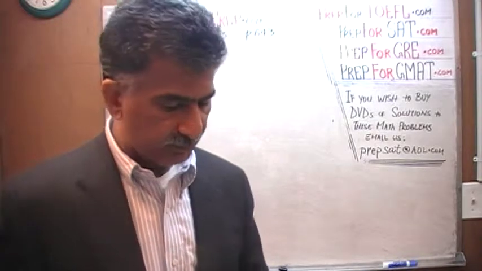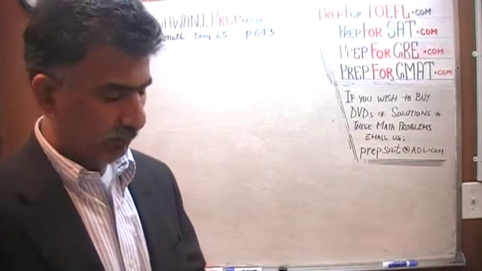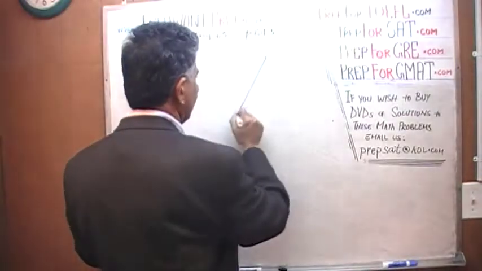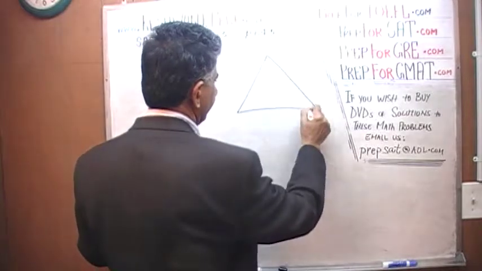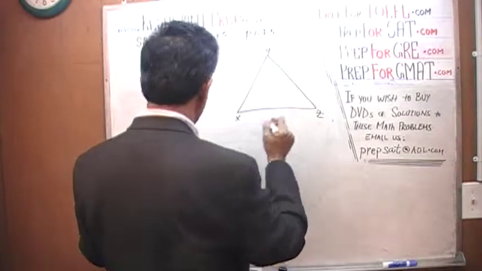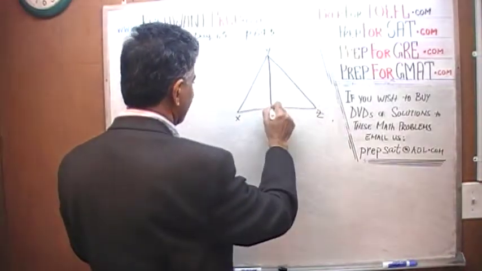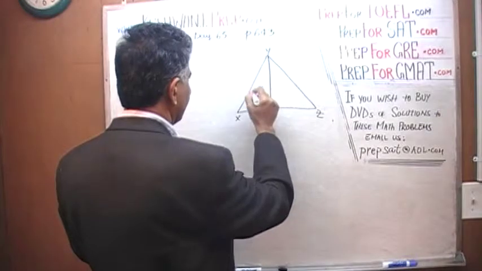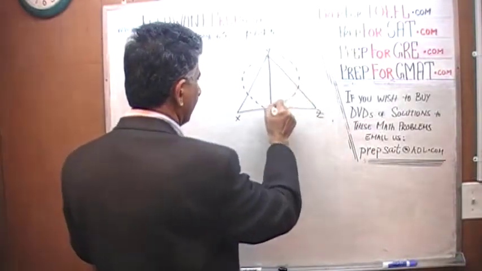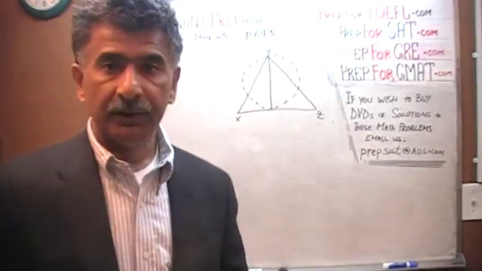Number 19, in the picture above, the triangle XYZ, we are told, is an equilateral triangle with a length of 2. So here's the triangle XYZ, X, Y, and Z, and we are told that this is an equilateral triangle, and in it we see a circle which sits something like this. And the question simply is, what's the area of the circle?